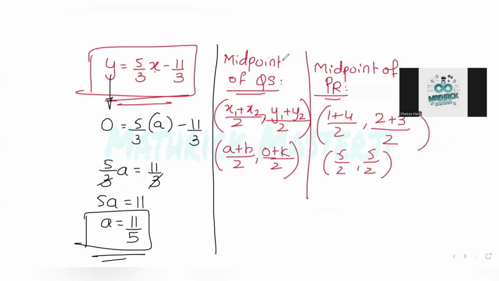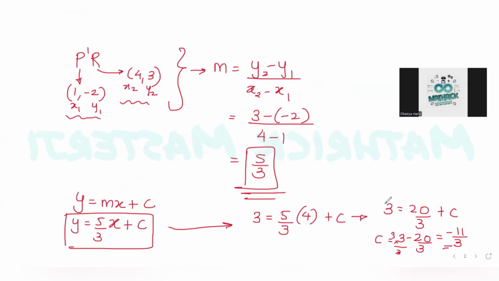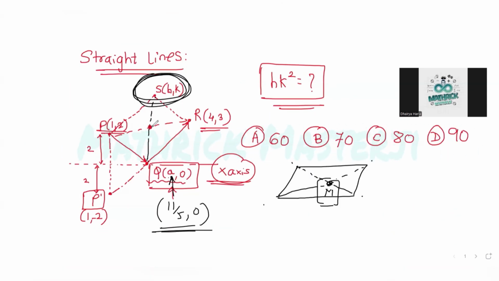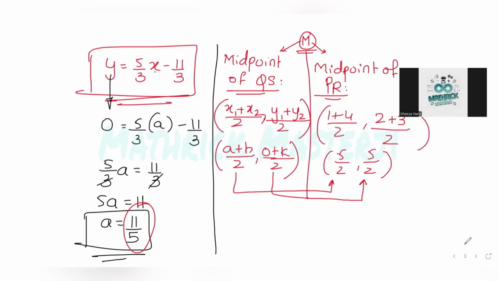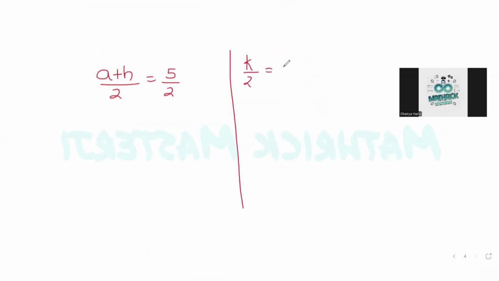Now I know these two midpoints which I found for QS and PR resemble the same coordinate of midpoint because diagonals of a parallelogram bisect each other. So the diagonals meet at the same point M, let's say. I will equate the x coordinates and the y coordinates individually. (a plus h) over 2 is 5 over 2, and (0 plus k), which is k over 2, equals 5 over 2.